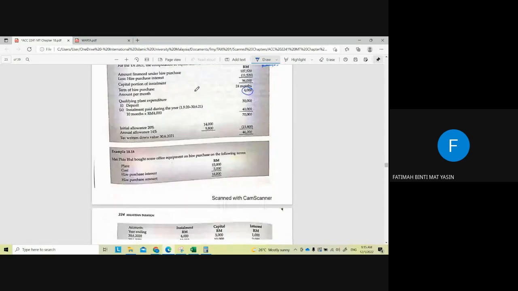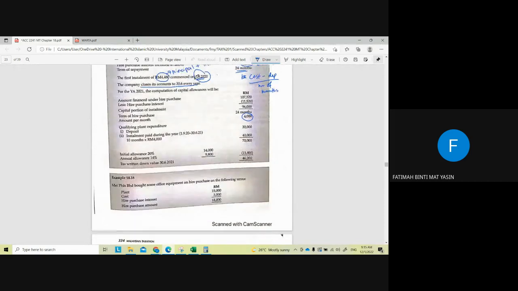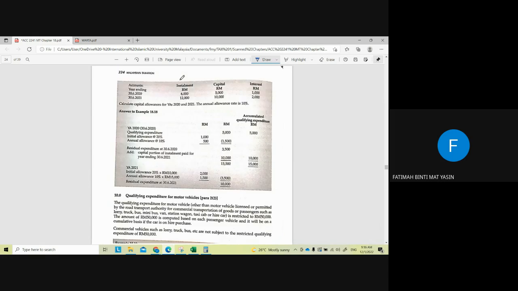So you can read example 18.18 on your own. Again, I would like to emphasize that for the hire purchase transaction, the QPE for each year is different. It is based on how much you actually paid for the asset during the year. And then you can still claim the initial allowance for the year, until you make the full settlement for that asset. That's all for hire purchase.